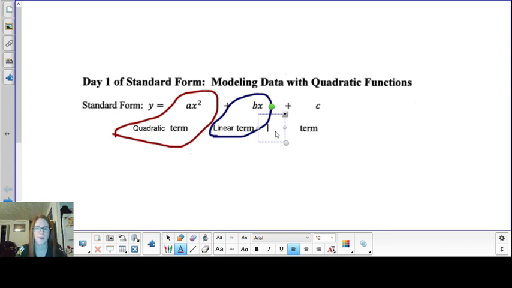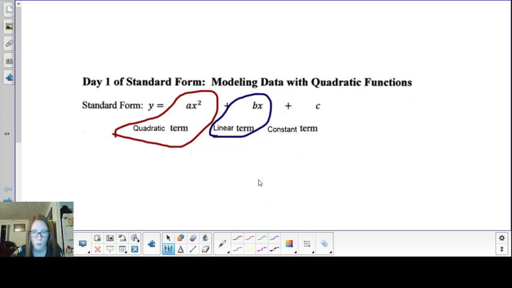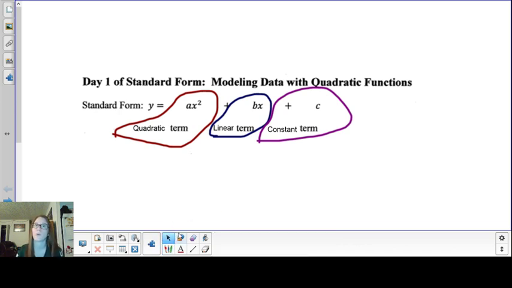And lastly, we have the constant term. The constant is any value in a function that has no variables surrounded with it. So it'll be just a number. It'll either be plus or minus a number. So in this case, it's plus c. You could have a minus 4 or plus 7 or whatever.